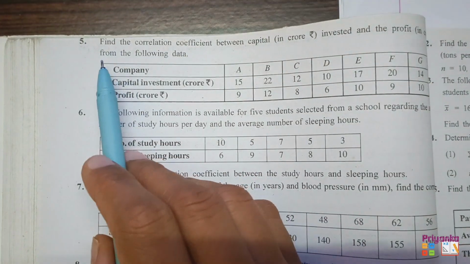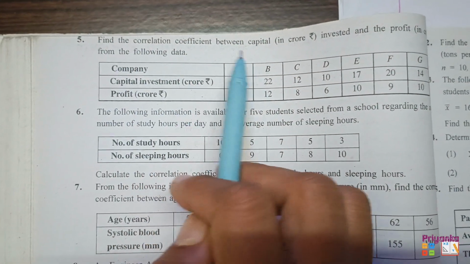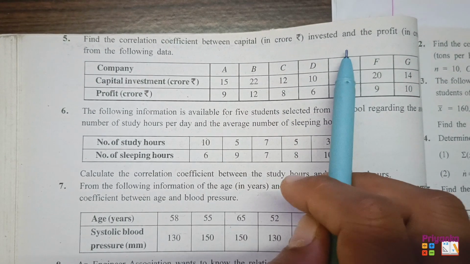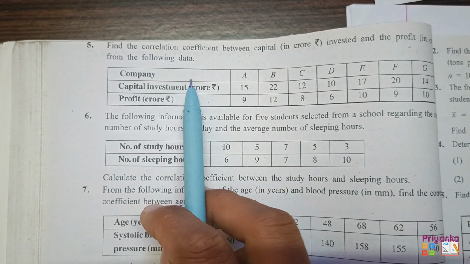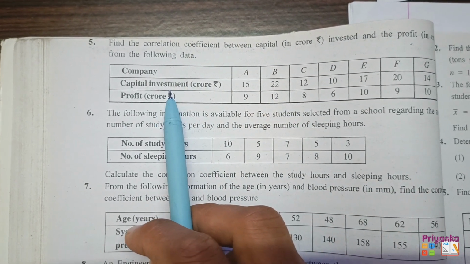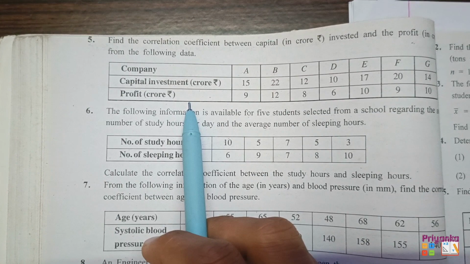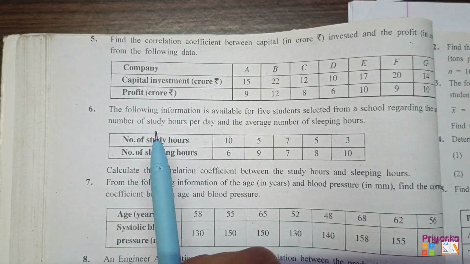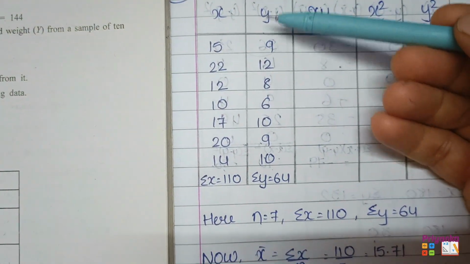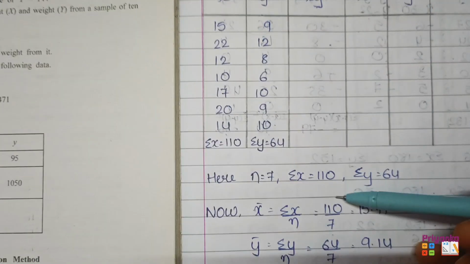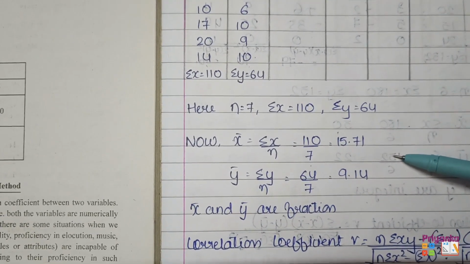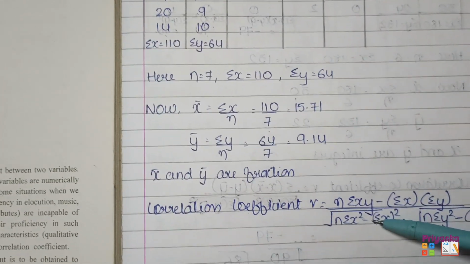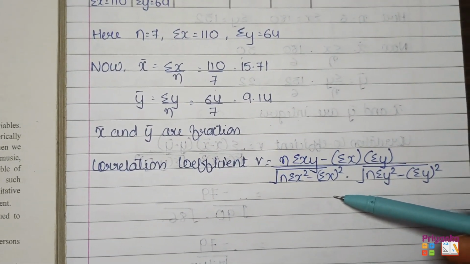Next question. Question number 5. Find the correlation coefficient between capital in crore invested and the profit in crore from the following data. Here we can see the number of companies, their capital investment in crore and the profit in crore. So first of all, let's put this into a table as we are going to find the correlation coefficient. After taking it into the table, with the totals, I worked out x bar and y bar, and here the answer is a fraction, not an integer. So we are going to use the formula which we used in the last question.